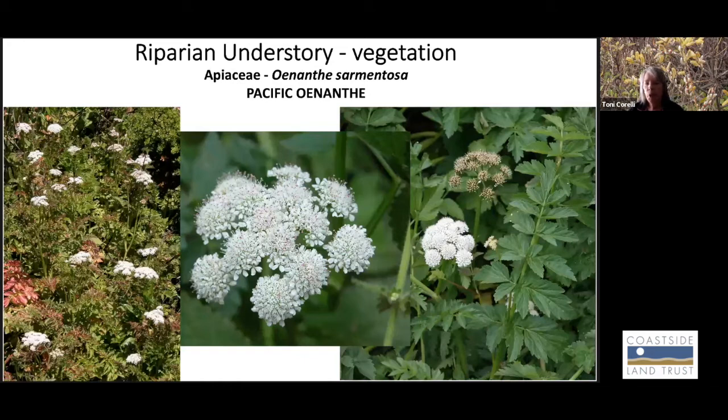Riparian wetlands are also rich in this understory vegetation with wetland indicators. Most species are herbaceous perennials that flower in the summer. Pacific oenanthe is an obligate wetland indicator plant in the Apiaceae, the carrot parsley family. These photos show the large green leaves and the inflorescence in a cluster of many white flowers.